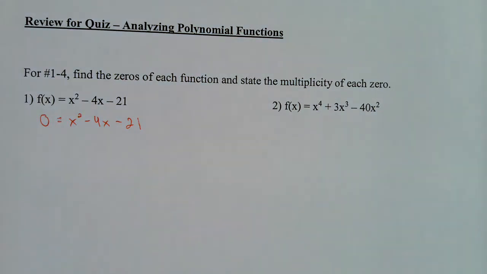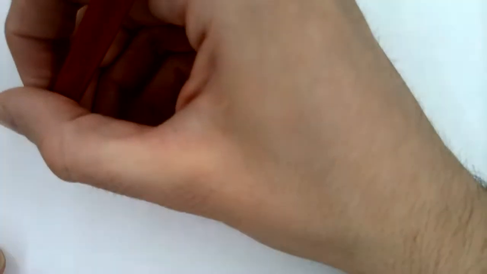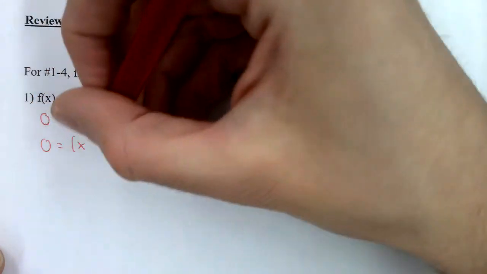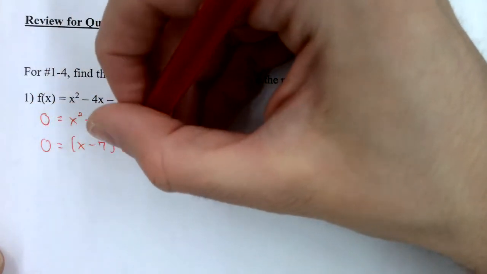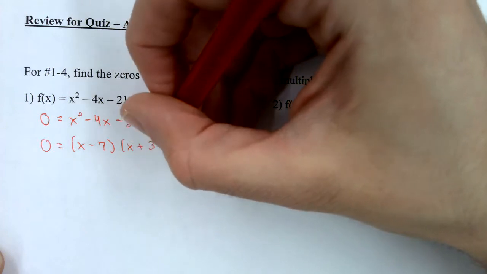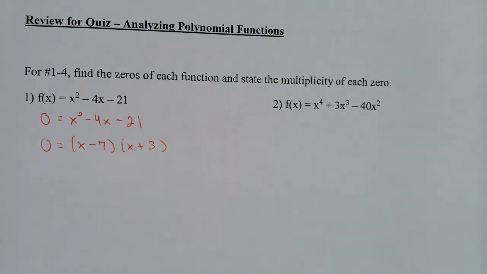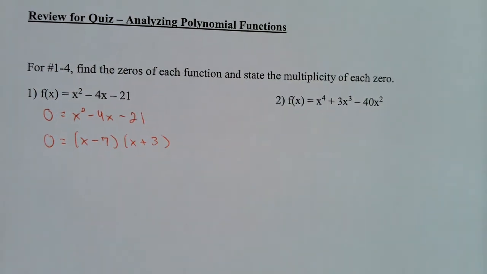Now what we're going to do is factor. Okay, what multiplies to negative 21 and adds to negative 4? Pause the video if you need to. So it's going to be negative 7 and positive 3. Negative 7 times 3 is negative 21, and negative 7 plus 3 is negative 4.